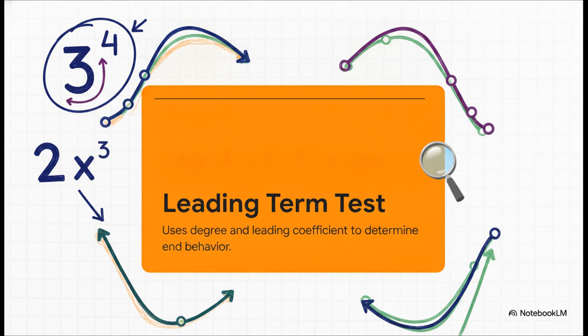It literally tells us the overall shape, the maximum number of real zeros, and the maximum number of times the graph can turn. And when we combine that degree with the leading coefficient, that's the number attached to that highest exponent, we use what's called the leading term test. This test tells us the end behavior, meaning as the graph goes off infinitely to the left and to the right, does it point up to the sky or down to the ground?